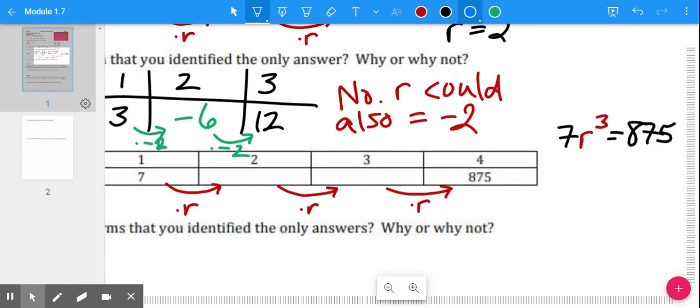So same as before, that 7 is being multiplied by the r cubed. So we have to divide by 7 on both sides first. And then we're left with r cubed equals 125. Now, because this has a 3 in the exponent instead of a 2, you're going to have to do something a little different in your calculator.